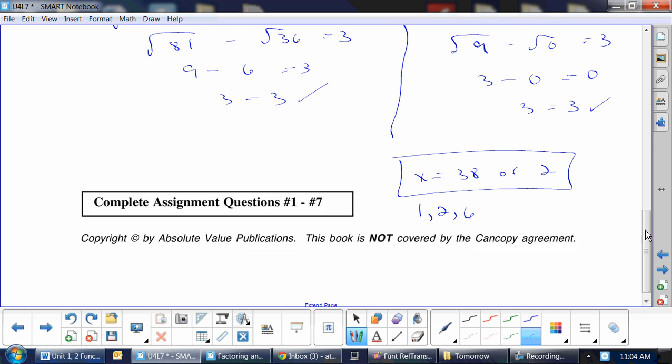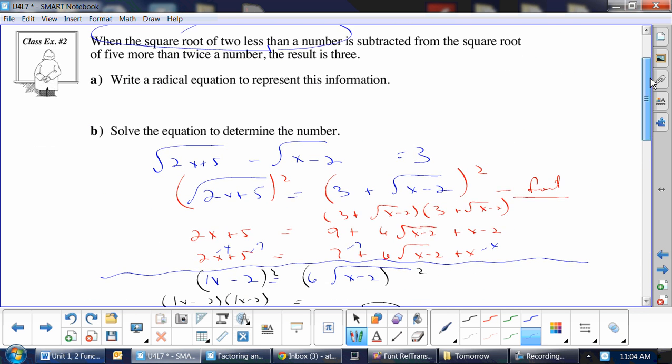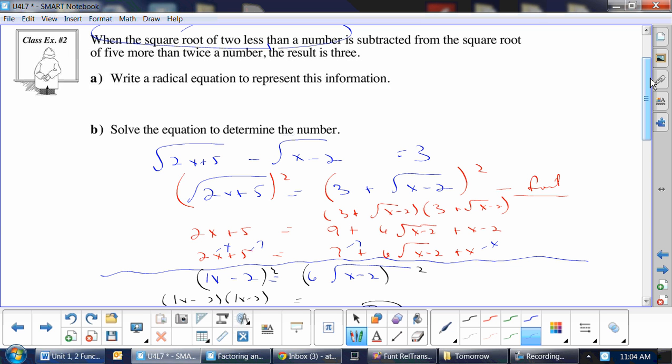The only thing is, if I went up here and asked, what are the restrictions? For restrictions, all I would do is set 2x plus 5 greater than or equal to 0, and x minus 2 greater than or equal to 0. This would be the restrictions part of the question. I didn't ask for it, but I could just give this as, here's my question, what are the restrictions? Then do all the work. That's a nice written response question on an exam. Okay?